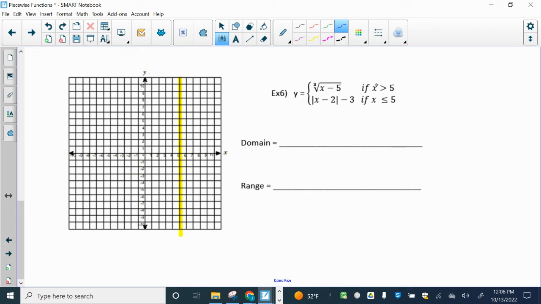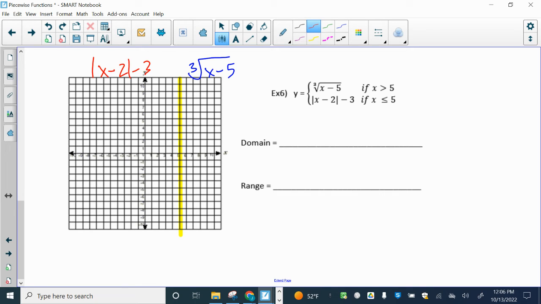So cube root of x minus 5 when x is greater than 5. So that would be these values over here. Okay, so cube root of x minus 5. And then when x is less than or equal to 5, we want the absolute value of x minus 2 minus 3. So all of this.